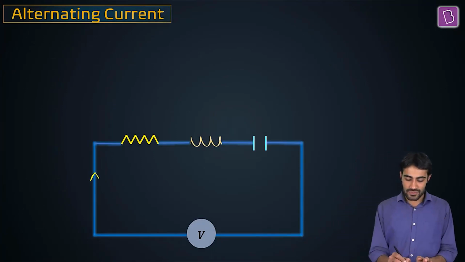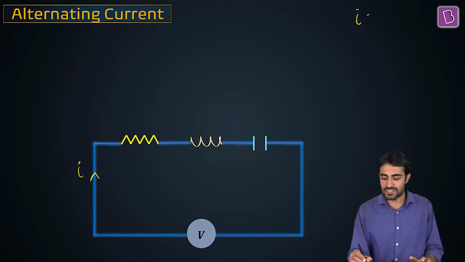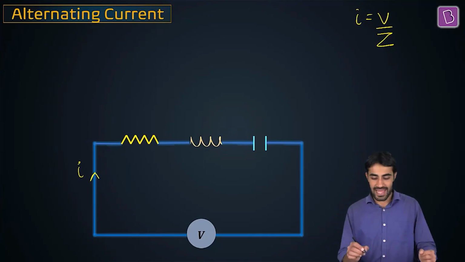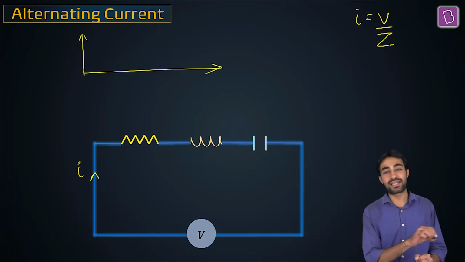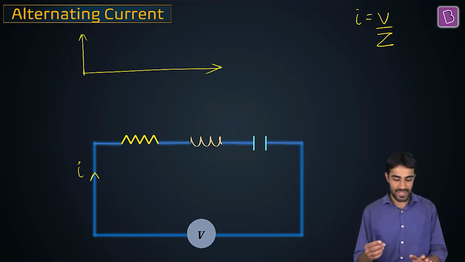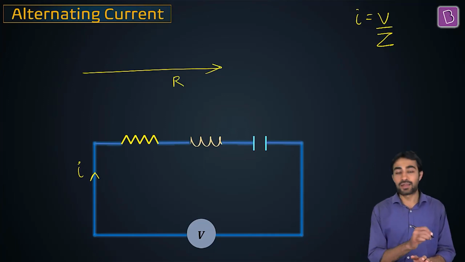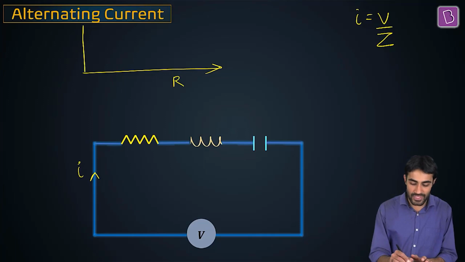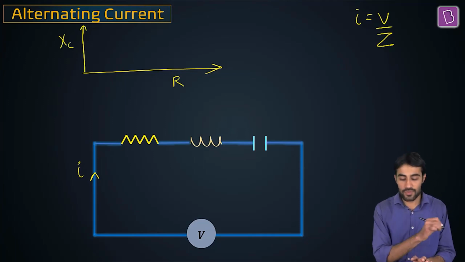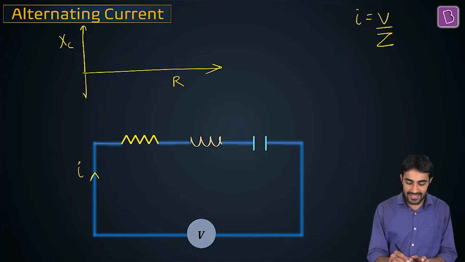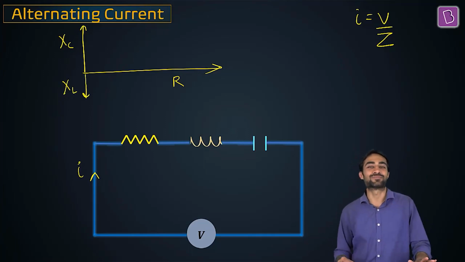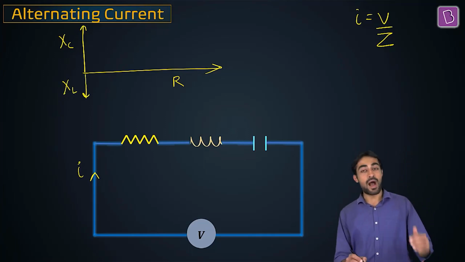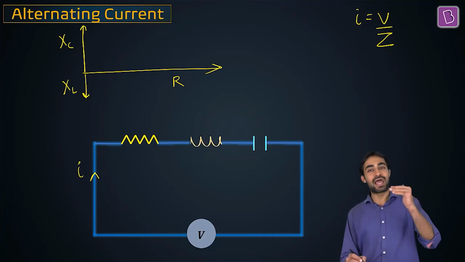So here let's assume some current I is flowing. We can calculate the value of I if we divide the voltage by the total impedance of the circuit, Z. Then we will get I. What is Z? Z is the total impedance, and in order to calculate Z, we can take the help of a simple diagram. Now, we can draw R in the x-axis. In the y-axis, we have two things. One is the capacitive reactance Xc, and another is XL, the inductive reactance. Xc and XL point in opposite directions. So we are taking Xc above the x-axis and XL below the x-axis.